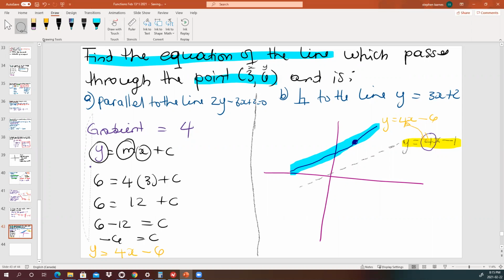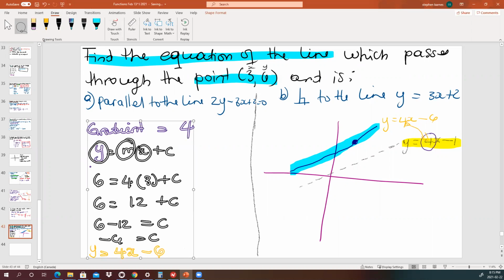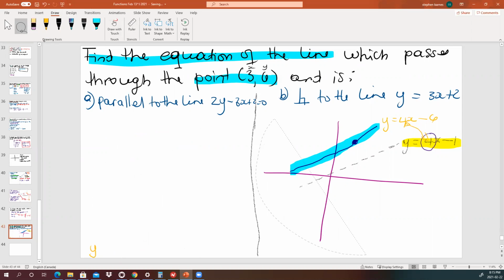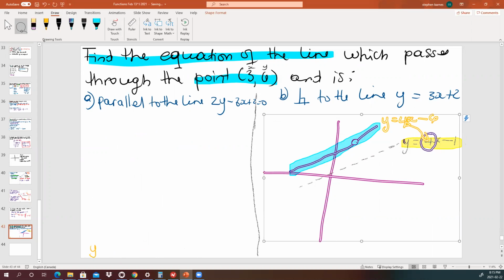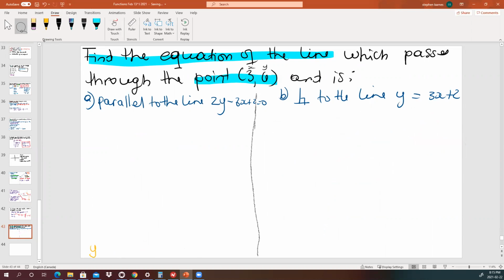So I'm going to just erase this section so I have space to work out part B. Part B says, again, we're using the same major question, you find the equation of the line that passes through the point (3, 6). So I can draw back my thing. I have a point here, (3, 6). I have a line that passes through it, and I'm trying to find the equation of the line.